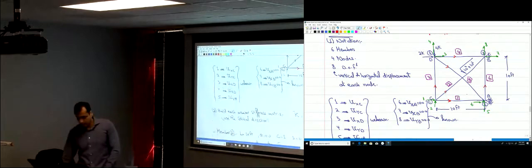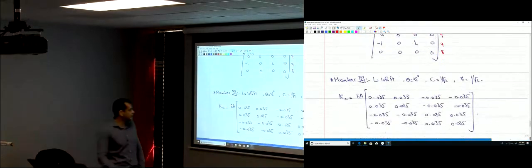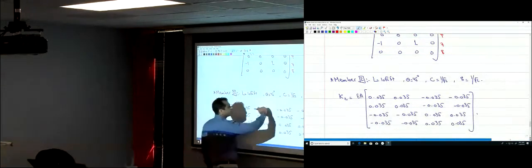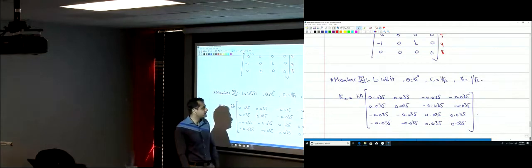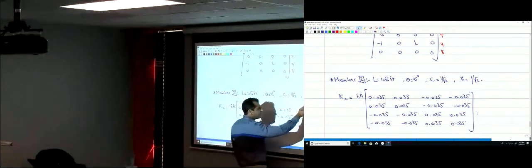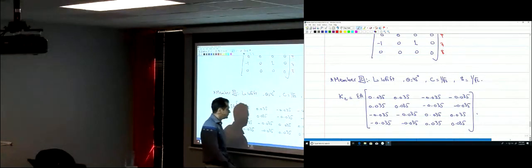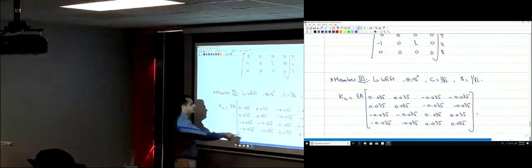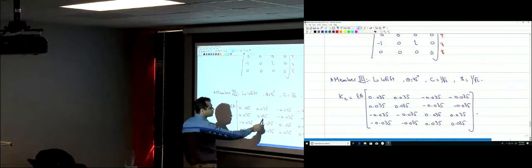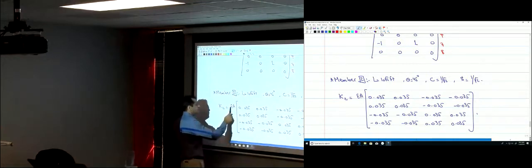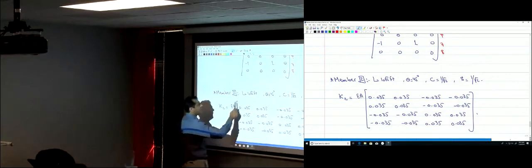So for that member 2, L is 10 square root 2, theta is 45 degrees, and since theta is 45 degrees, cosine theta is 1 divided by square root 2, and sine theta is 1 divided by square root 2. Substituting the numbers here, you have c square, cs, cs, s square, and so on. You have EA divided by L, so I actually divided all the elements here by L, by that length.